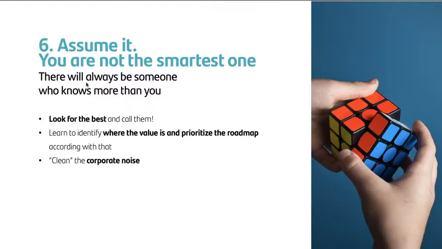The sixth is about, okay, get to it, assume it. You are not the smartest one. There will always be someone who knows more than you. So probably you have read lots of things about design systems, about design, but there will always be someone who knows more about design systems and design in the broad sense. So look for the best and call them.